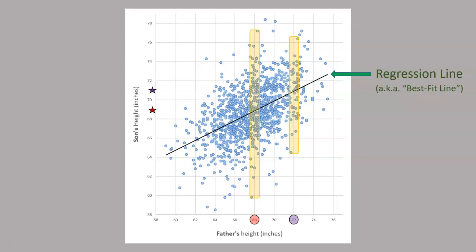So on average, sons of 72-inch men tend to be a bit shorter than their fathers, at least in the population from which Pearson drew his sample, which was England around 1900. Okay, let's look at some context-free scatterplots.